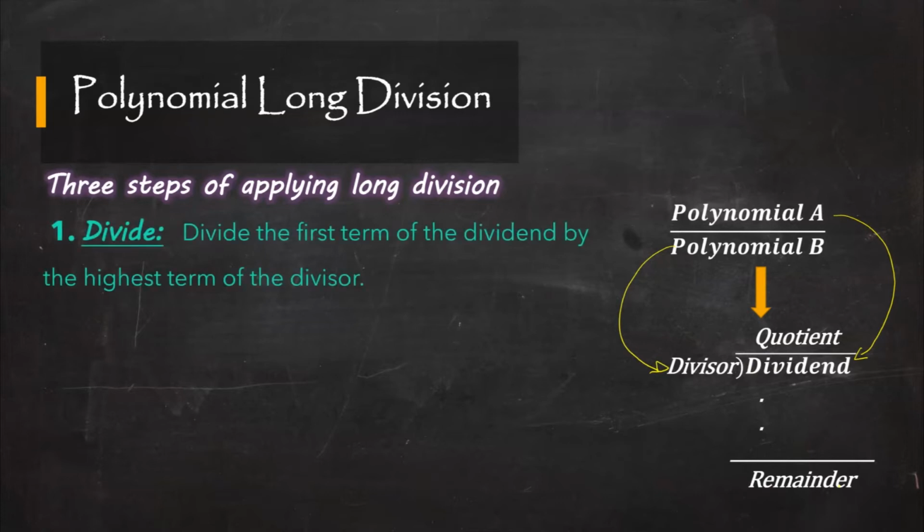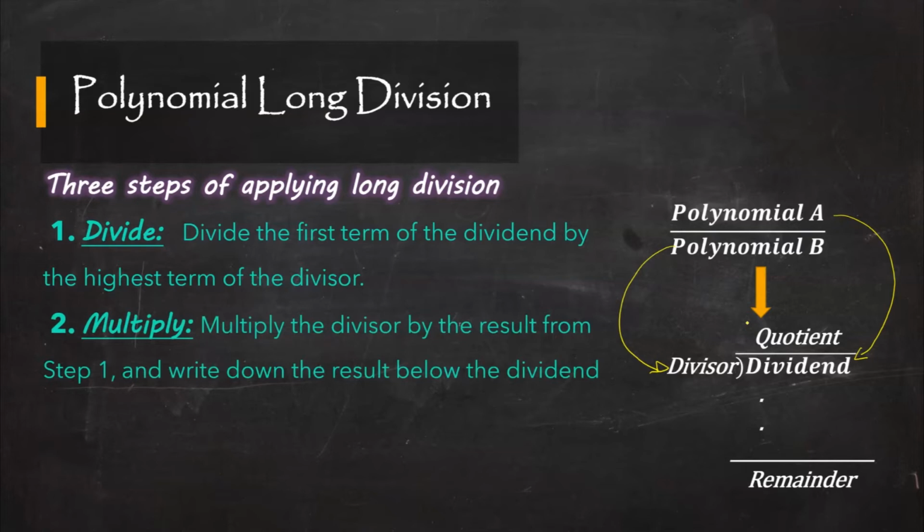Our first step is divide. We divide the first term of the dividend by the highest term of the divisor. Basically it's just the first term of polynomial a divided by the first term of polynomial b. And then we keep the result in the quotient section here.